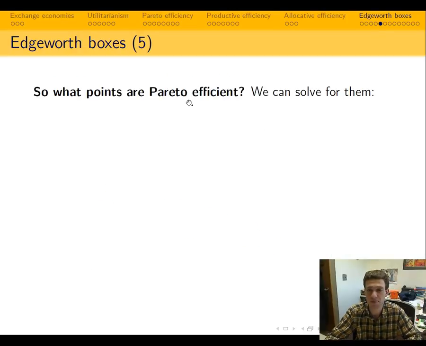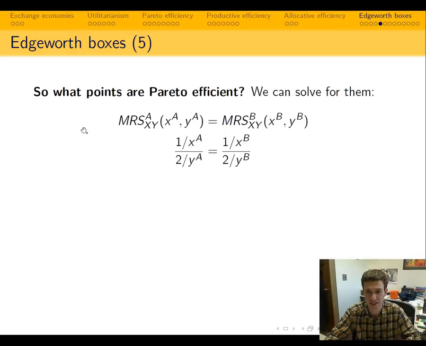So we might ask, well, what points are Pareto efficient? And we can solve for this explicitly. We know that Pareto efficiency with these Cobb-Douglas utility functions is going to imply that the marginal rate of substitution is equal for Cobb-Douglas. So we just plug in the marginal rates of substitution, which is just this for each agent. I'm not going to show you why that is. We've done that plenty in consumer theory.